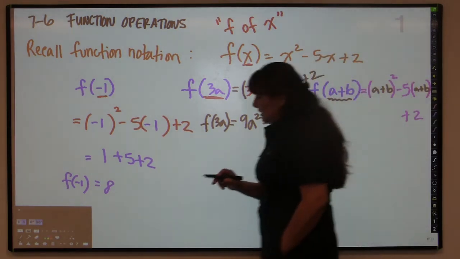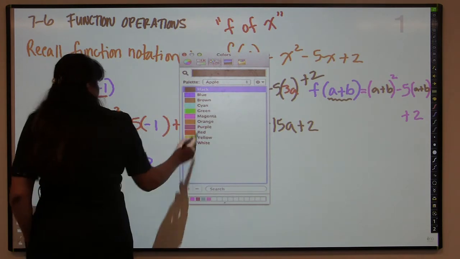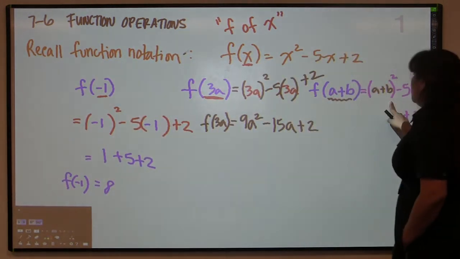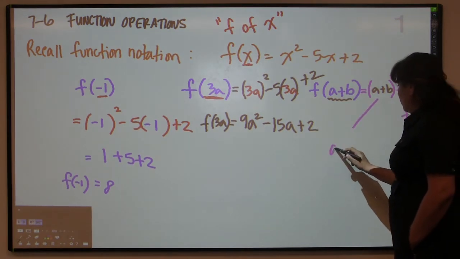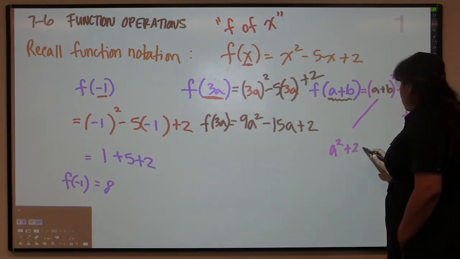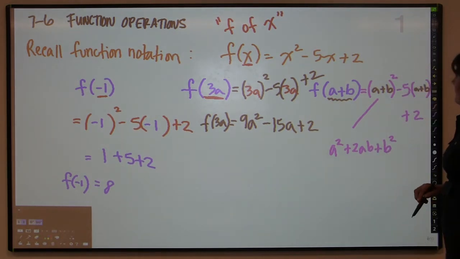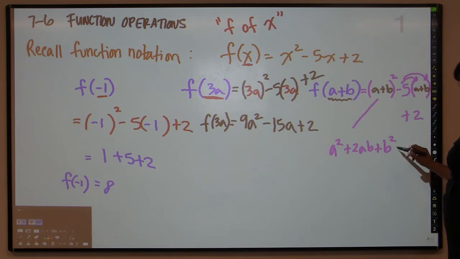But recently, we were looking at the formula for a plus b quantity squared. And hopefully you recall that that is a squared plus 2ab plus b squared. Okay? So we have that. And then we have to distribute the -5 to the a and the b. So that's going to give me -5a, and -5 times b is going to give me -5b. And then lastly, I have my plus 2.